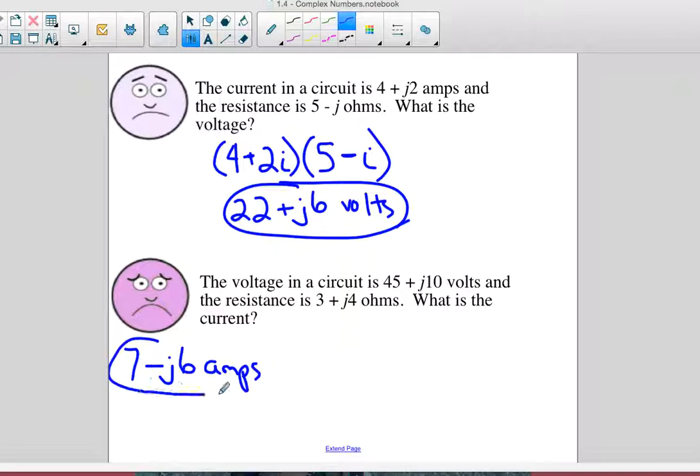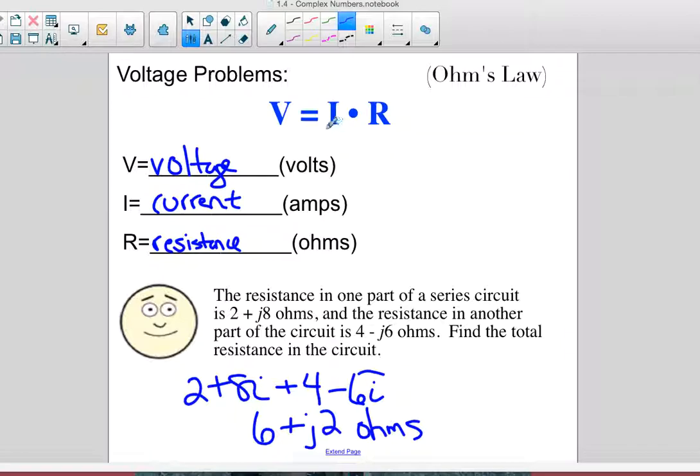And how did we get that, in case you didn't get it? Well, it's going to be 45 plus j10, right? That's the voltage. So if you need to find the current, you can take the voltage and divide it by the resistance. If you needed to solve for the current, you could divide both sides by R, and you get voltage divided by the impedance would equal the current.